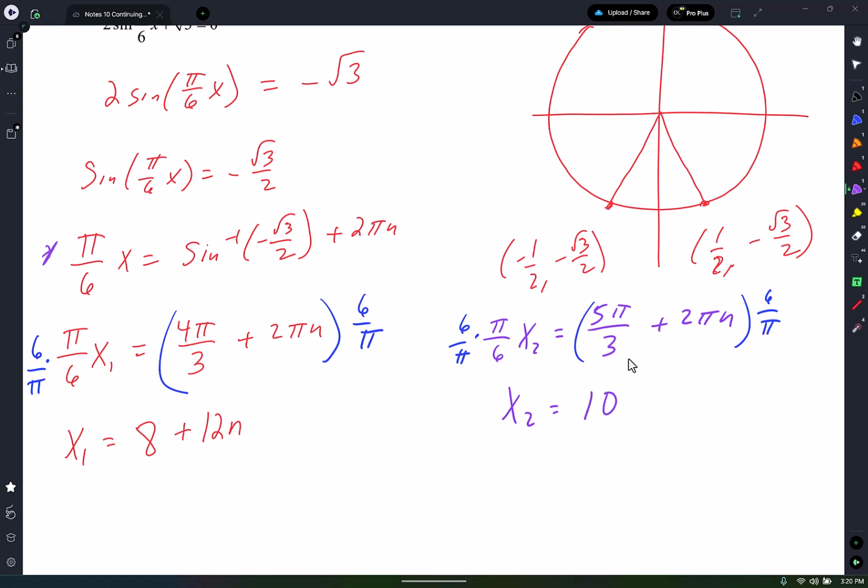10. The pi's cancel out. I have a pi on the top. I have a pi on the bottom. Are we okay? If you want to go 5 times 6 divided by 3, then that's fine. 5 times 6 is 30 divided by 3. You're going to get the same answer. You're going to get 10. And the pi's cancel out. What's 6 times 2? 12. All right. We're done.